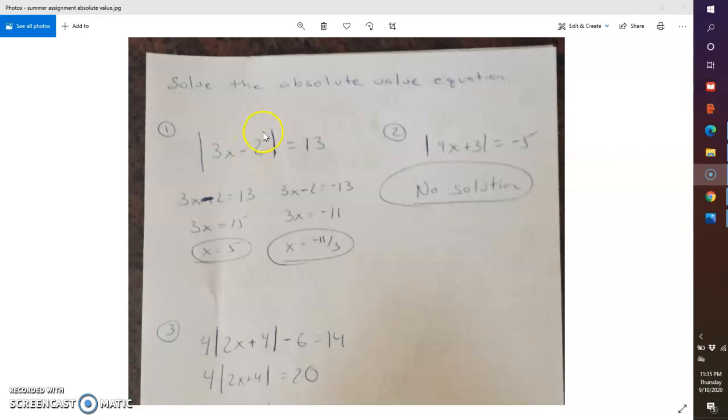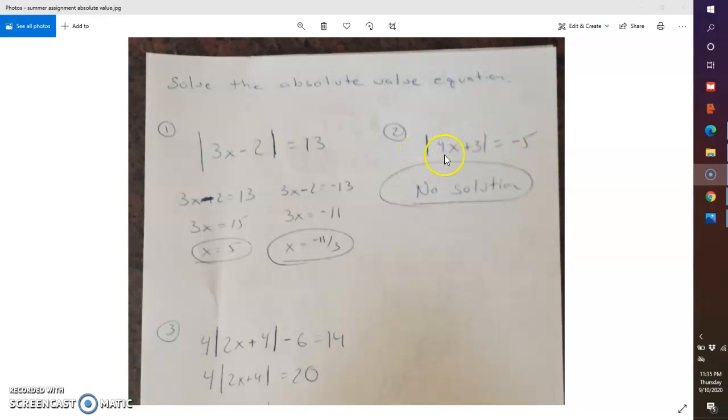All right, solving absolute value problems. What we have here is an absolute value around the 3x minus 2. Now, a common mistake is people, whenever they hear absolute value, think it's got to be positive. You can have negatives in the absolute value. You just can't have an absolute value set equal to a negative.